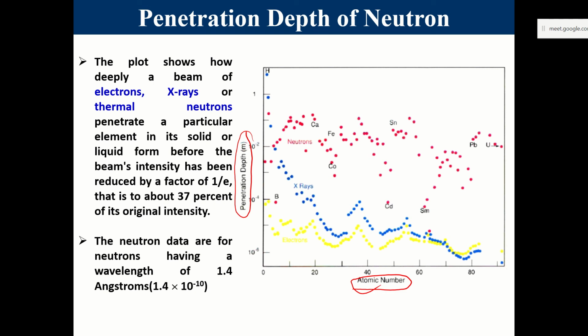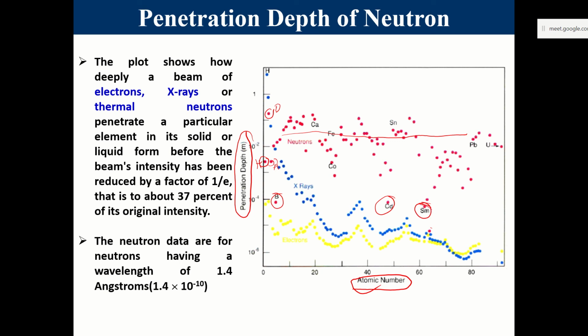You can see clearly that hydrogen, deuterium and helium, the situation is different. This is hydrogen, deuterium, helium, and this is the boron here. Boron has low penetration depth, but in the other cases the penetration depth varies and almost all have a good penetration depth for neutrons across the table, except for cadmium, boron, and samarium, which are lying here. These are unsuitable.